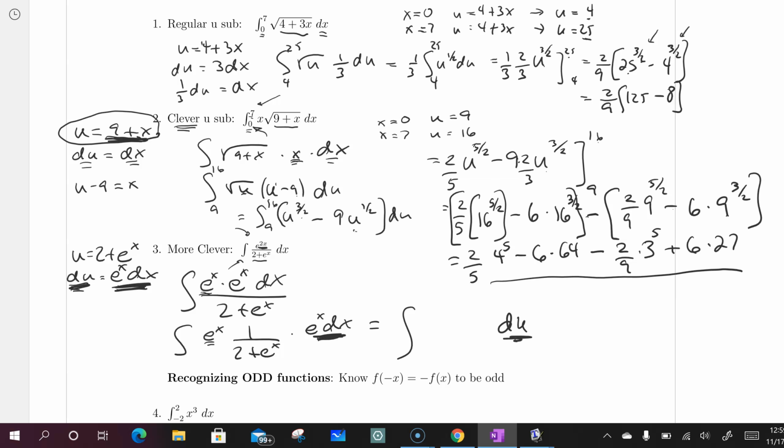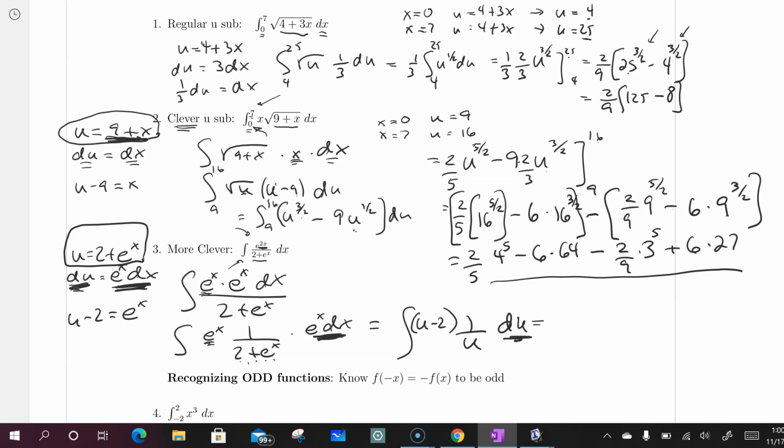All right. Then I have 1 over u. That's my u right there. What am I going to do with e to the x? Back to the conversion factor. Go back to where your u substitution began. So if I solve for e to the x, I get u minus 2 is e to the x. So replace e to the x with u minus 2.